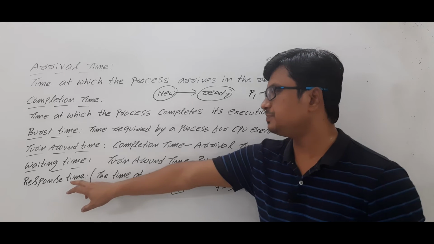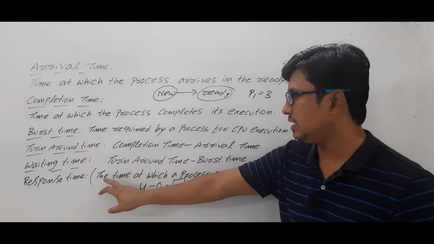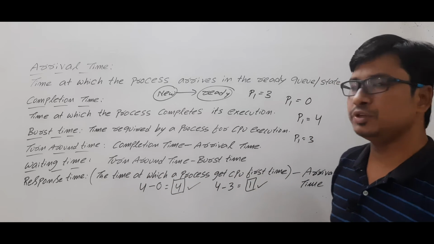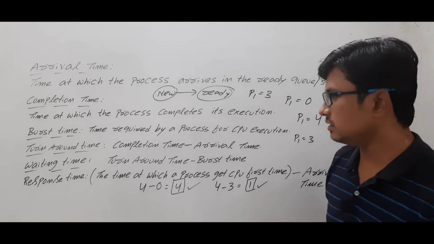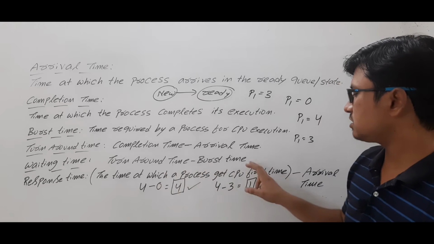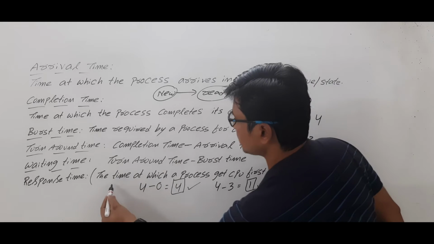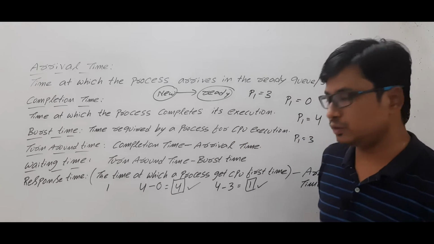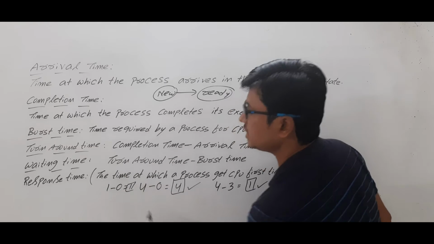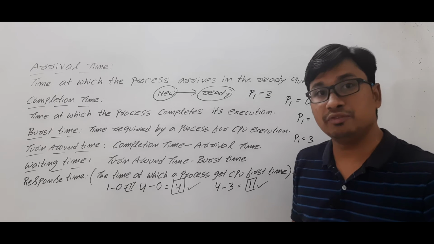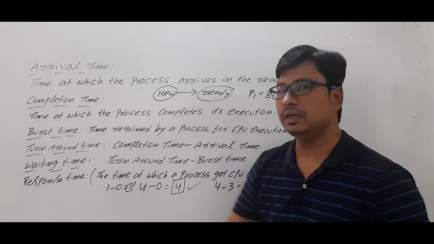Now let me discuss the response time. The response time is defined as the difference between the time at which a process gets the CPU the first time and its arrival time. Now look here. Let's take that process P1 gets the CPU the first time at 1 unit of time and its arrival time is 0. So 1 minus 0 is 1. So it took 1 unit of time for the CPU to respond to the given process P1. That is what is called response time.